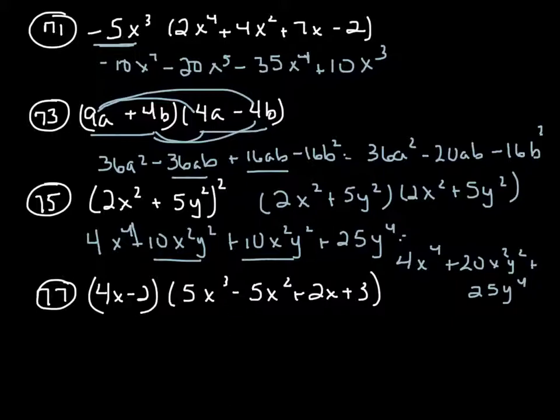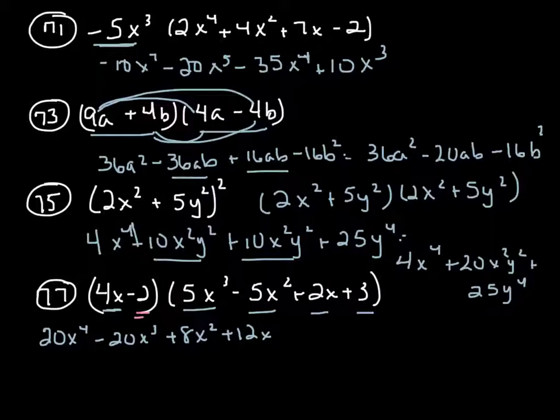Then the next one, we're going to use the distributive property, and we're going to take 4x times all 4 of these terms. When I do that, I'm going to get 20x to the 4th minus 20x cubed plus 8x squared plus 12x. Then I want to take negative 2 times everything. And when I do that, I'm going to get negative 10x cubed plus 10x squared minus 4x minus 6.